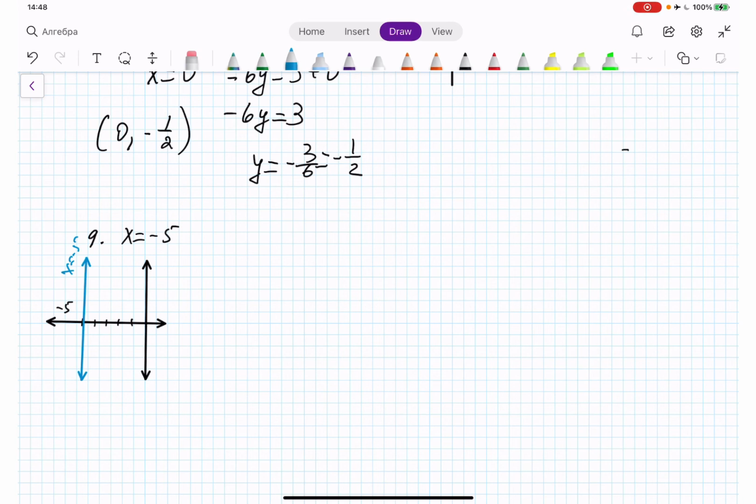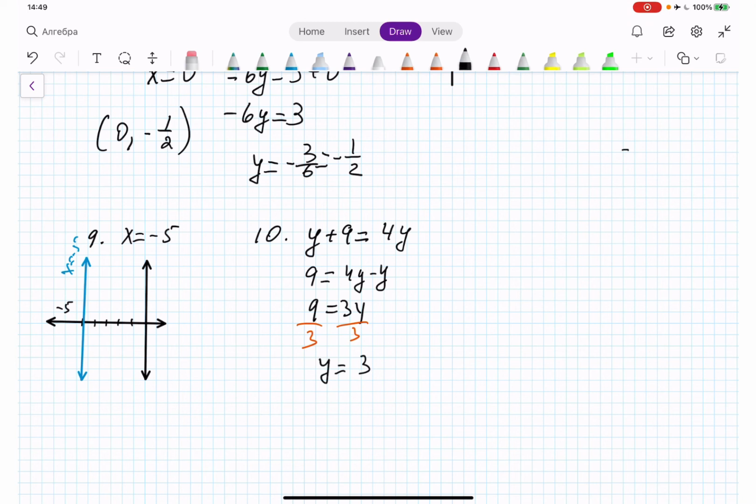Question number 10. Y plus 9 is equal to 4y. Okay, so let's solve it. 9 is equal to 4y minus y. 9 is equal to 3y. Dividing by 3, and y is equal to 3, right?